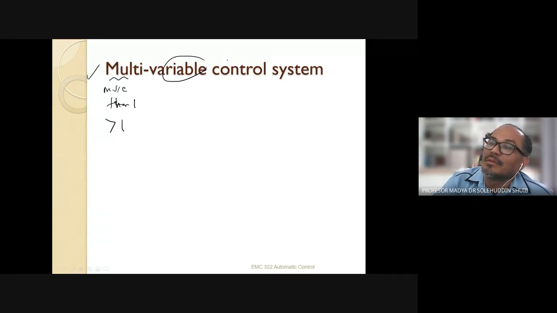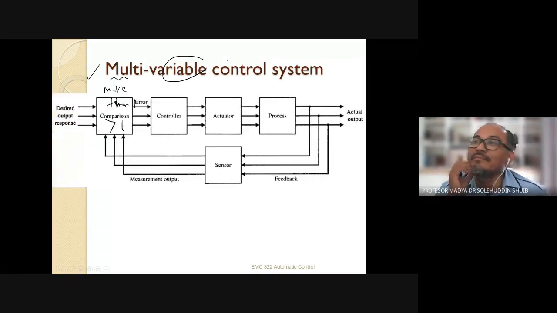Multi-variable control system. Can look here, we have multi-variable, different variables to control. So we can have here the first line, first arrow. This is the first arrow, and then we can have more.